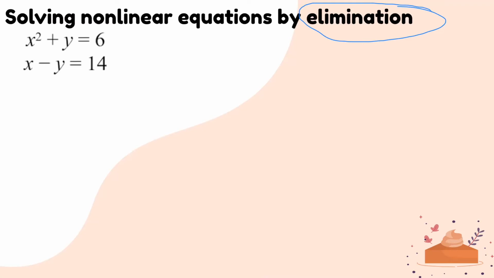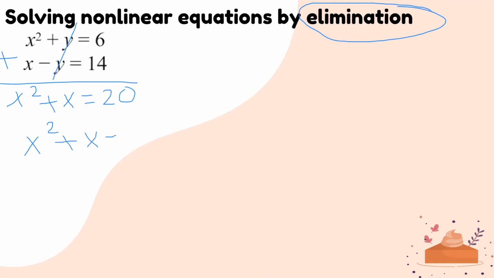So if I'm trying to do elimination for this problem, I'm not going to modify or manipulate any of these equations. I will keep them in their original form, and I'm going to go ahead and add these 2 equations. So when I add, well, y minus y, they cancel out, and x squared plus x is equal to 20. And now if I want to bring the 20 to the other side, or transpose the 20 to the other side, I should get this.